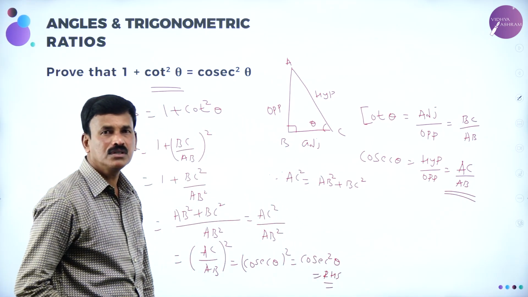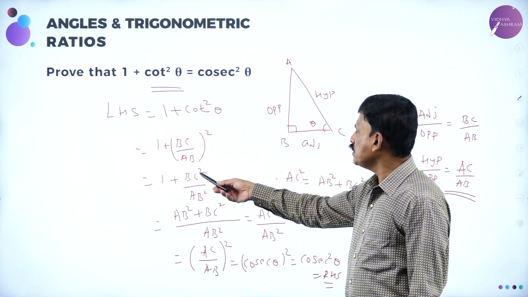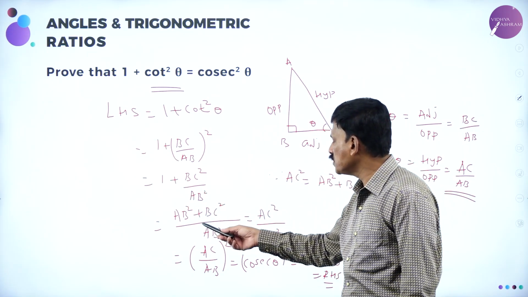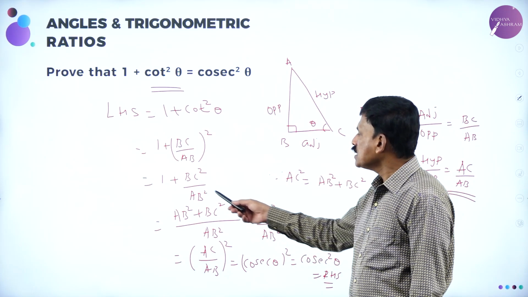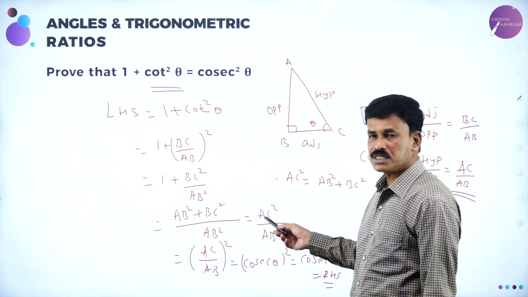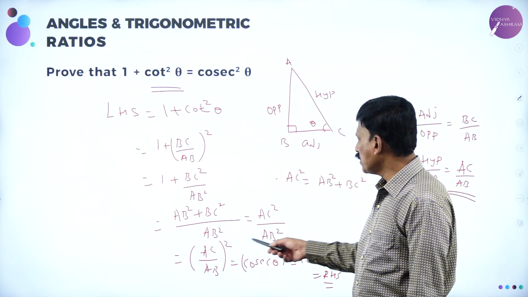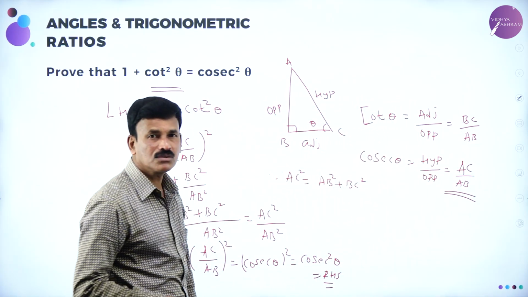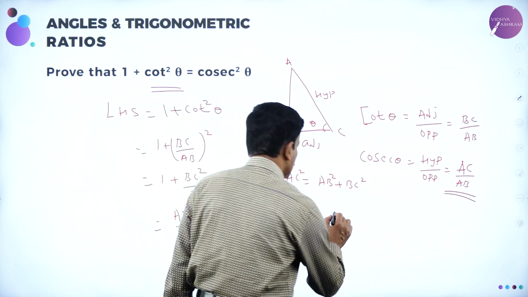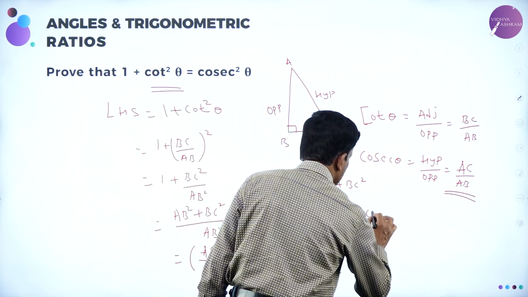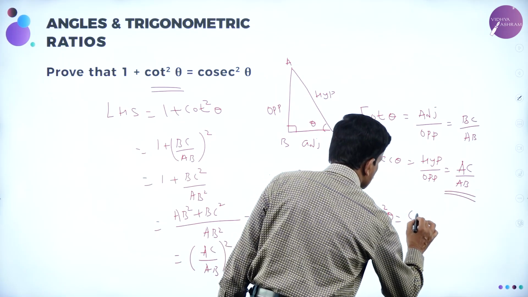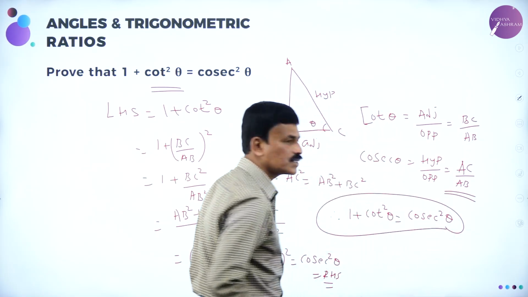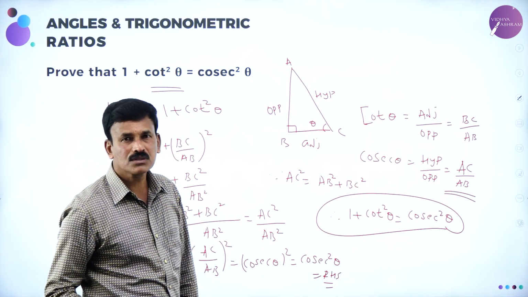That's it. Followed? 1 plus cot square theta is 1 plus BC square by AB square. Take LCM. AB square is LCM. Cross multiply. 1 into AB square is AB square plus BC square. Since AB square plus BC square is equal to AC square by Pythagoras theorem, AC by AB whole square. AC by AB is nothing but cosecant theta, that's equal to cosecant square theta. So what do you say? Therefore, 1 plus cot square theta is also equal to cosecant square theta.